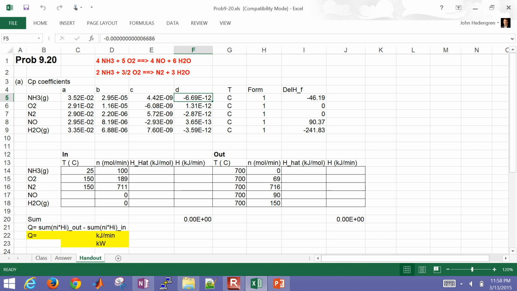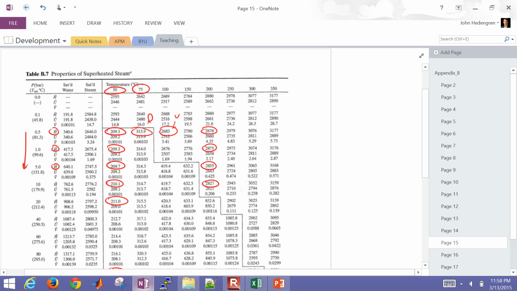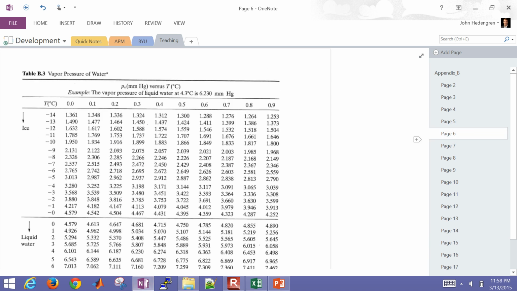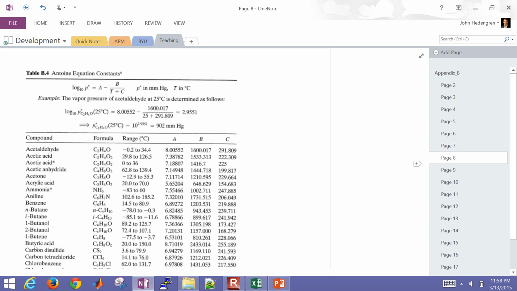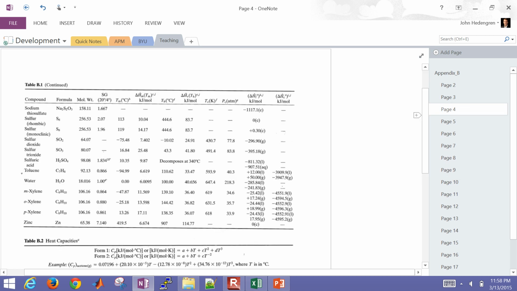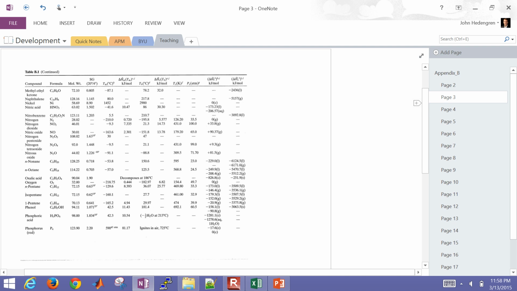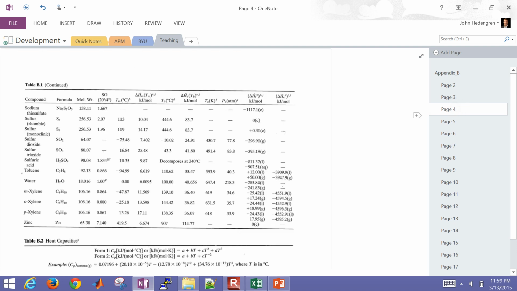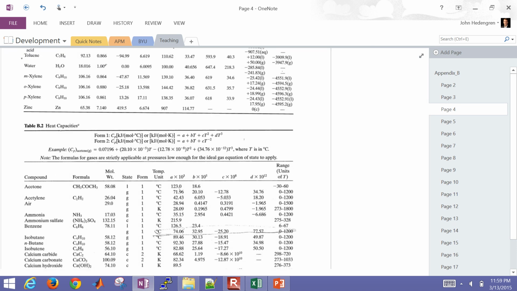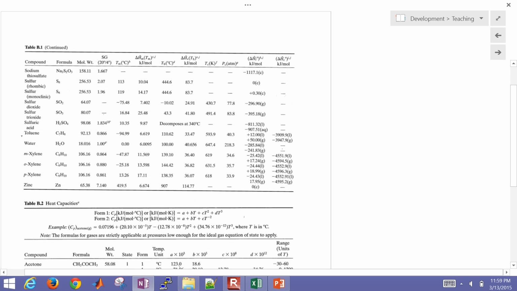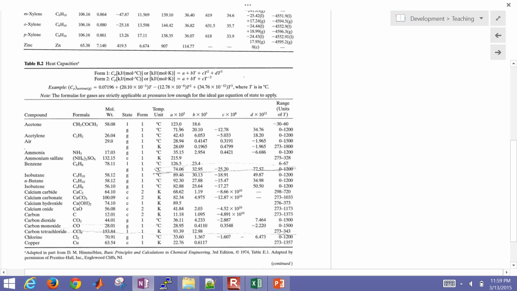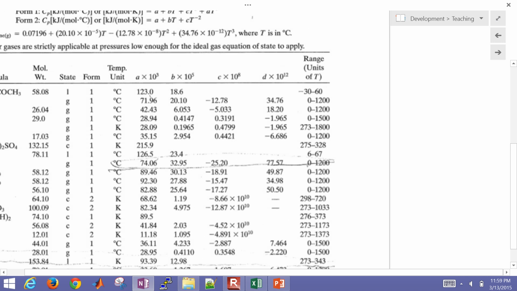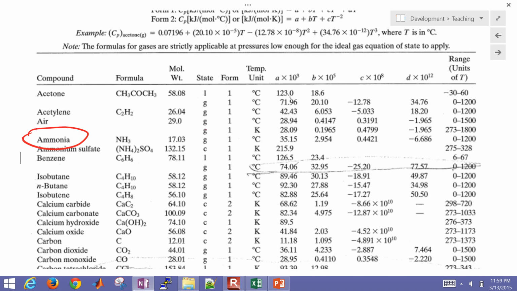So let's just look at ammonia first of all. Okay, so I'm going to go to, let's see, let me go find those. Scroll through this. Actually, I think it's right here. There it is. Okay, so it's table B2. Okay, so here are some heat capacities. Okay, right here, and you can see ammonia. That's the first one that we're interested in, and this is going to be a gas. It's going to be form 1.